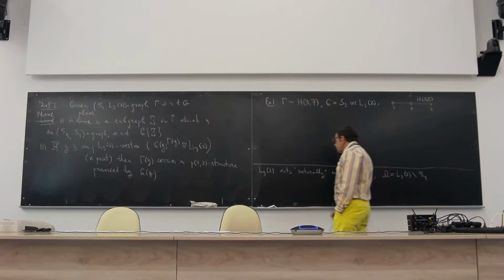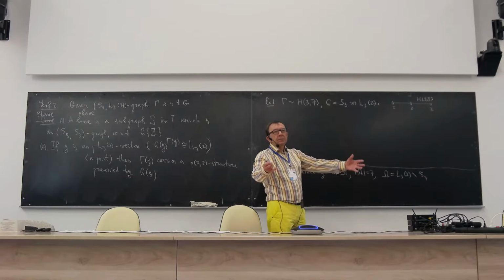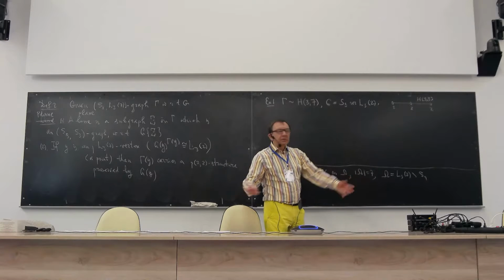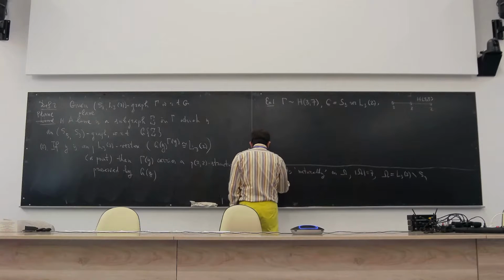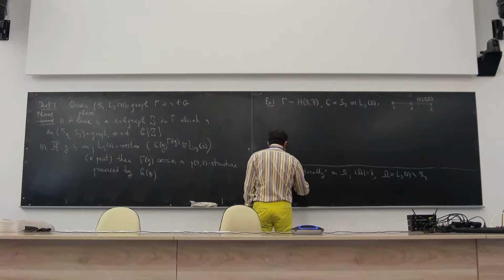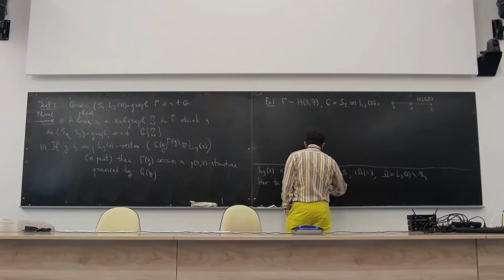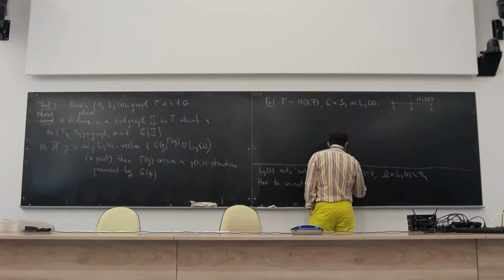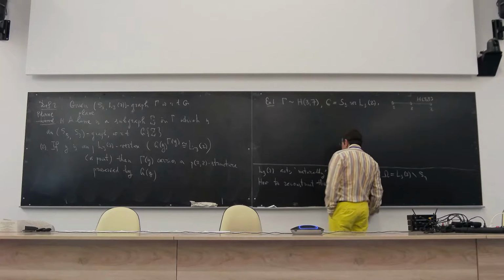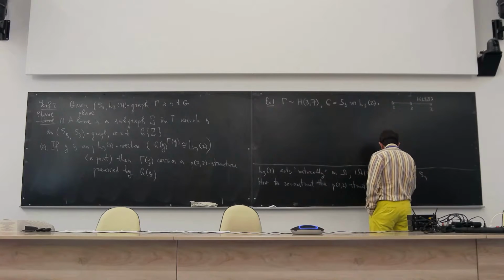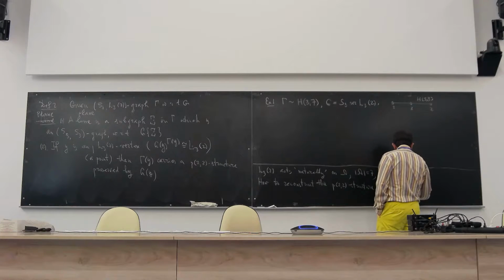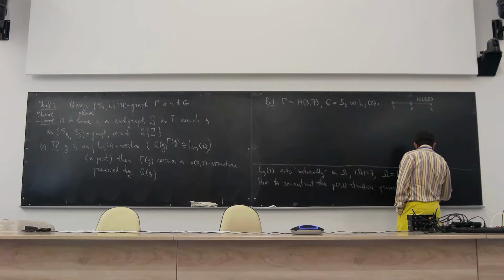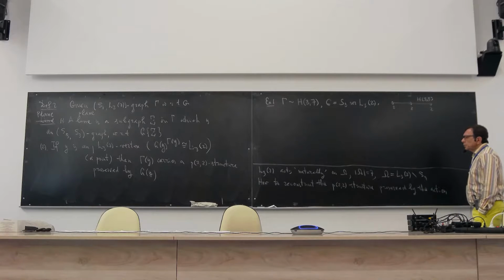Right, so the question is, given just this permutation action, how do you reconstruct the projective plane, the Fano plane, the PG(2,2) structure preserved by the action? Anyway, so I just put the question.